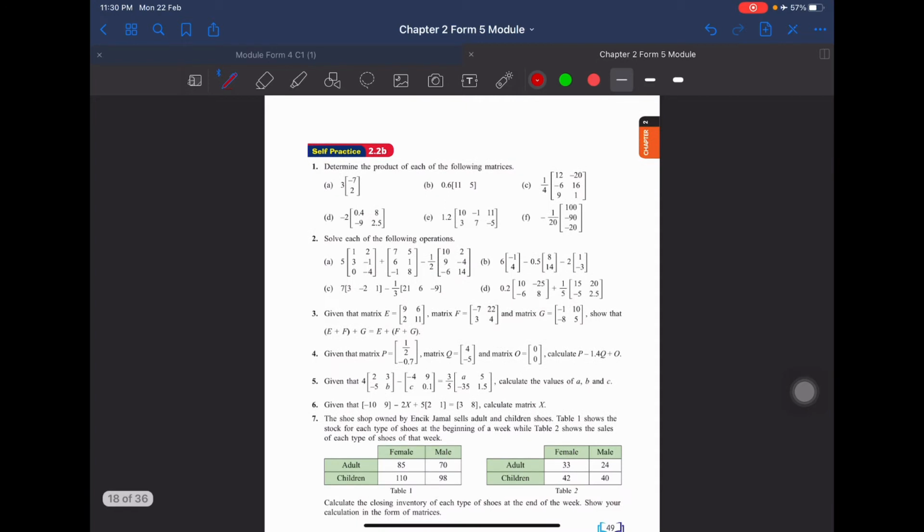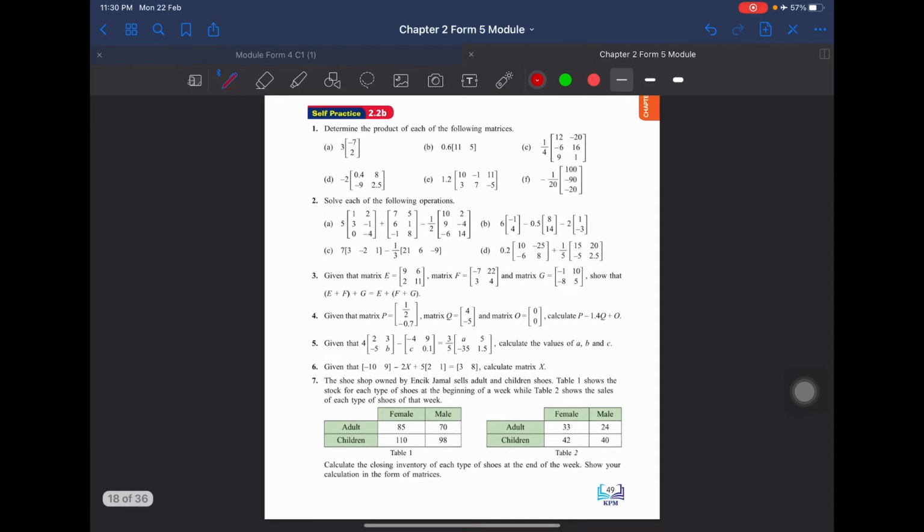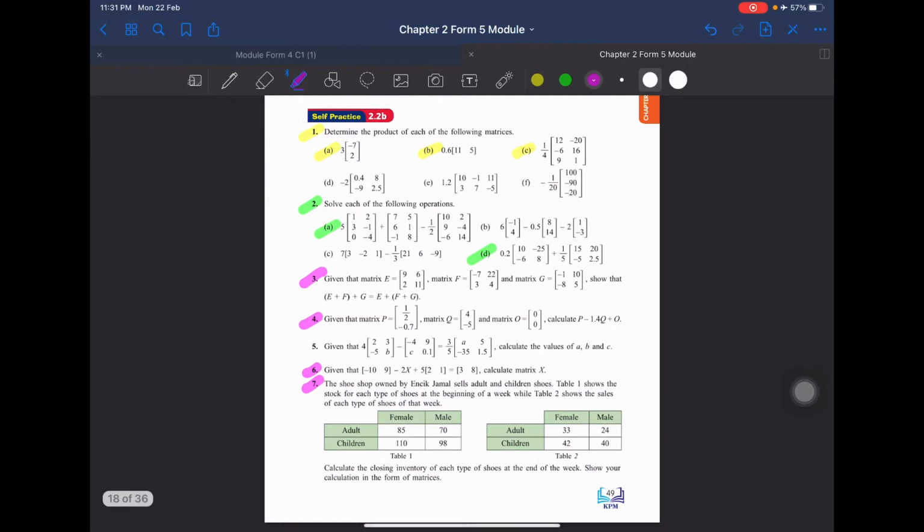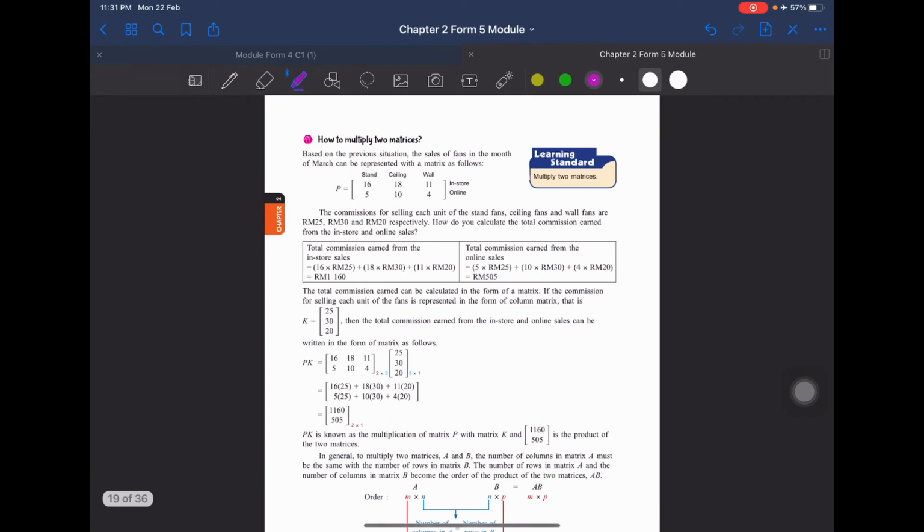Okay, and then you have self-practice 2.2b. What I want you to do is number 1, A, B, C. Number 2, A, D. Number 3, number 4, number 6, and number 7. I want you to try 2.2b. I think the questions are quite straightforward and simple, but if you have any problem, you can ask me. So let's proceed to the next learning standard.